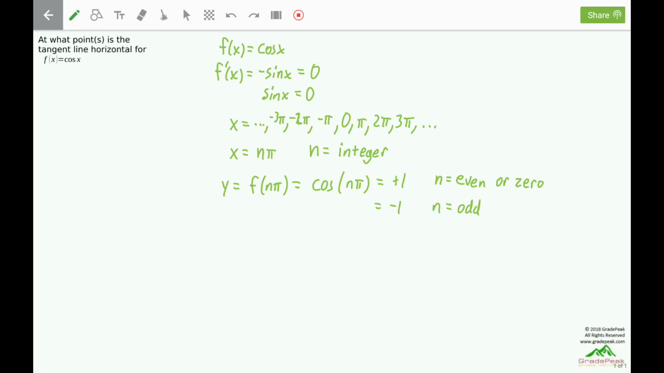Now we can actually collect that together and write it like so. Negative 1 to the nth power, because if n is even, that comes out to positive 1. If n is 0, that again comes out to a positive 1, but if n is an odd number, negative 1 to an odd number is actually a negative 1. And so there's the corresponding y-coordinates to the x-coordinates, and therefore, overall, the tangent line is horizontal at all of these points where n is an integer.